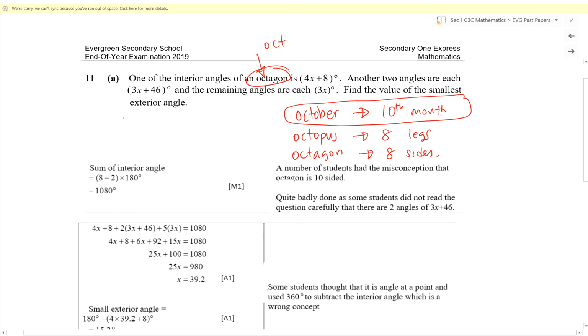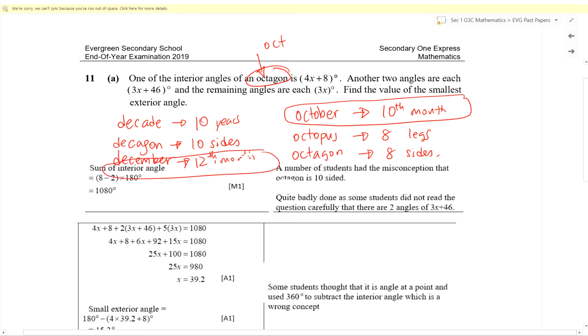How about DEC? DEC, what does it refer to? 10 years, right? How about decagon? 10 sides, right? Is there something that is funny, that is weird? December, right? What about this? 12. 12 months. Why are the months also weird? Why didn't they use December as month number 10?